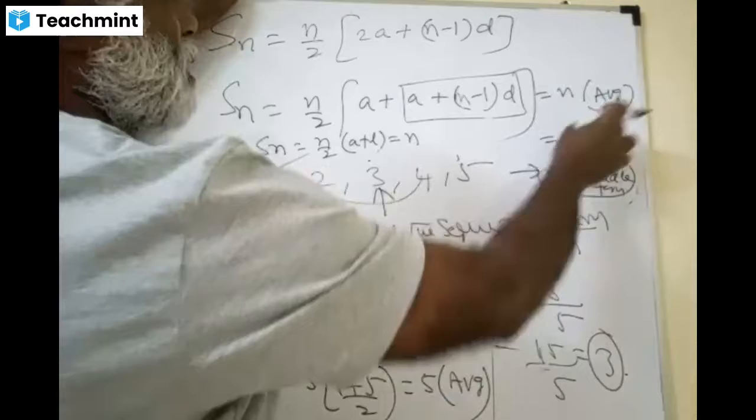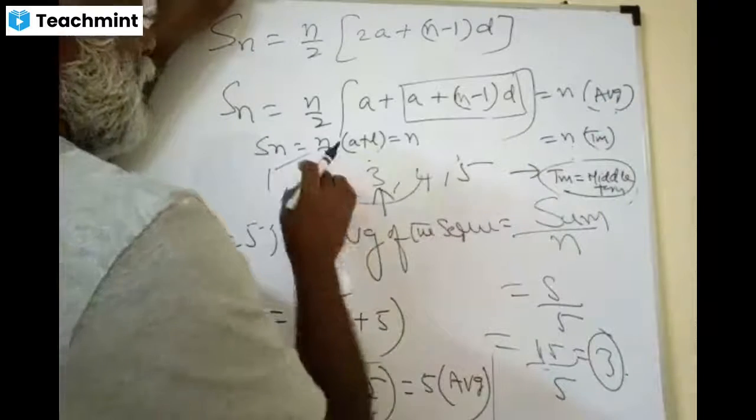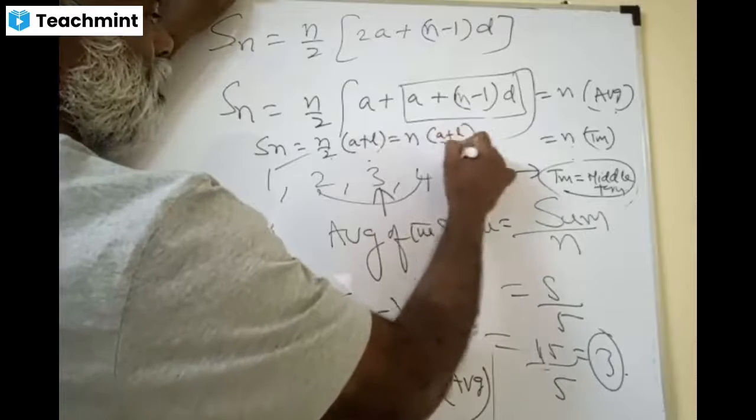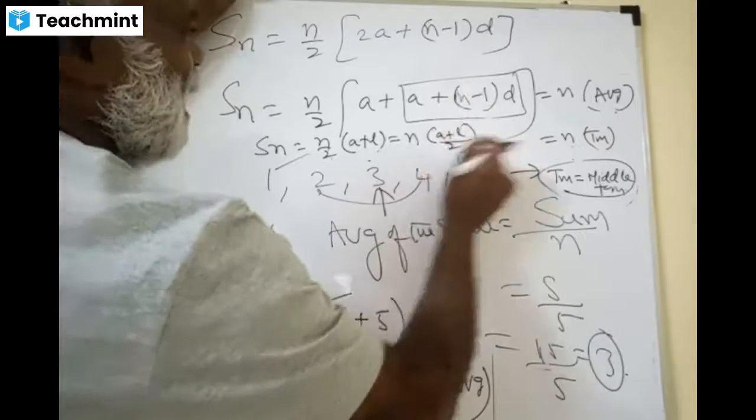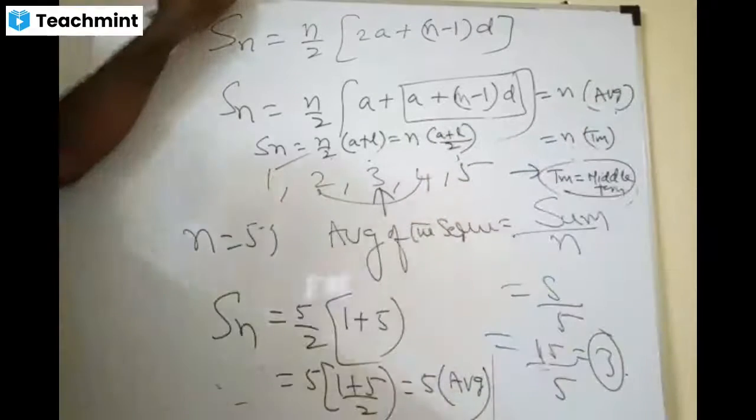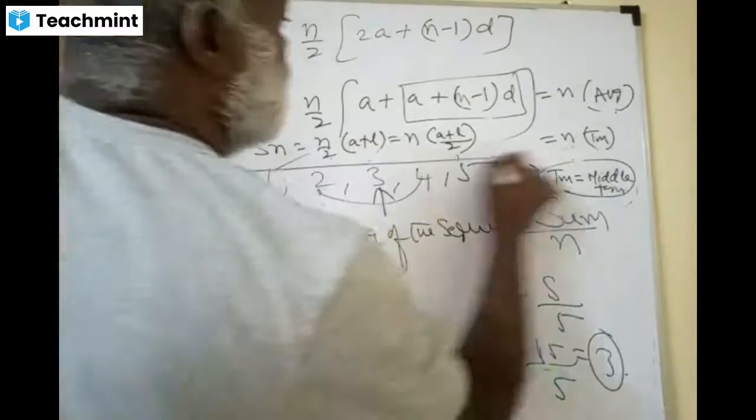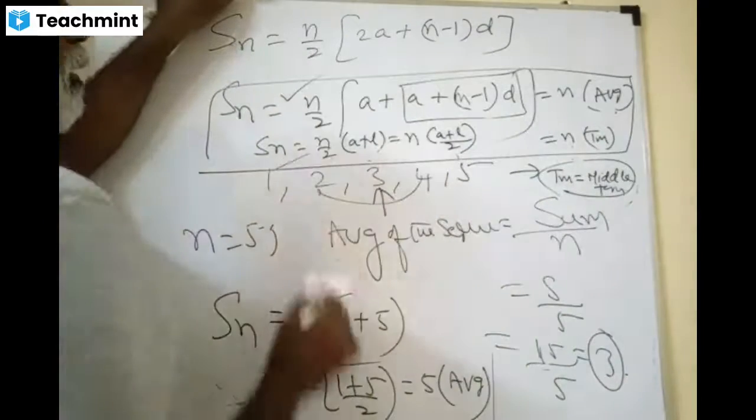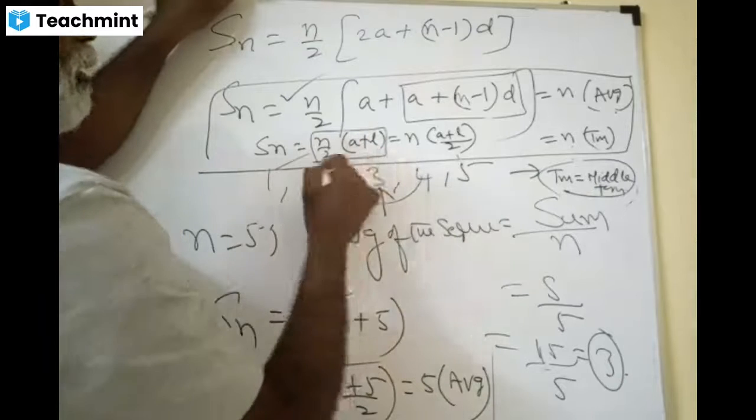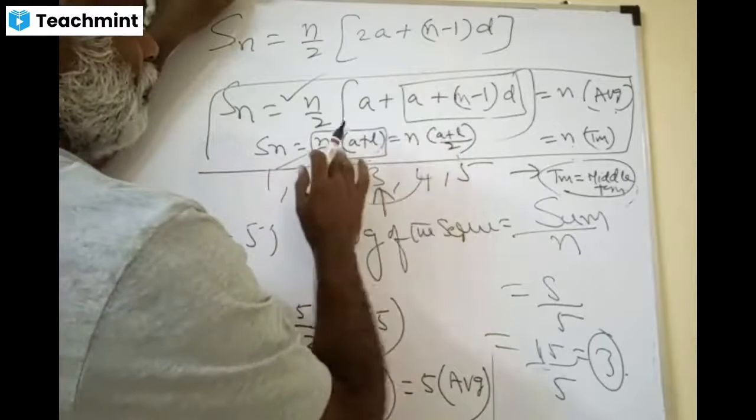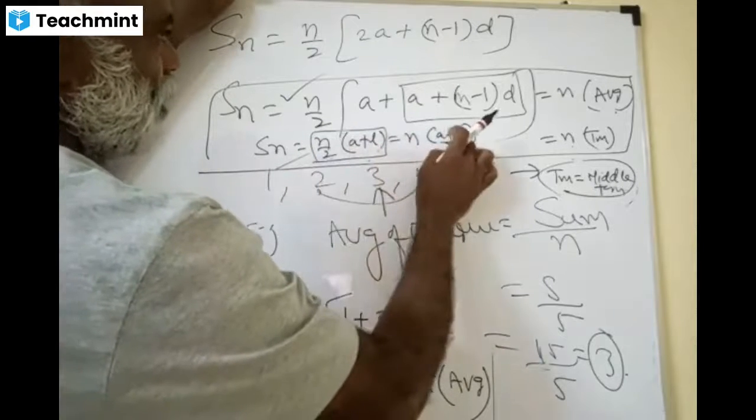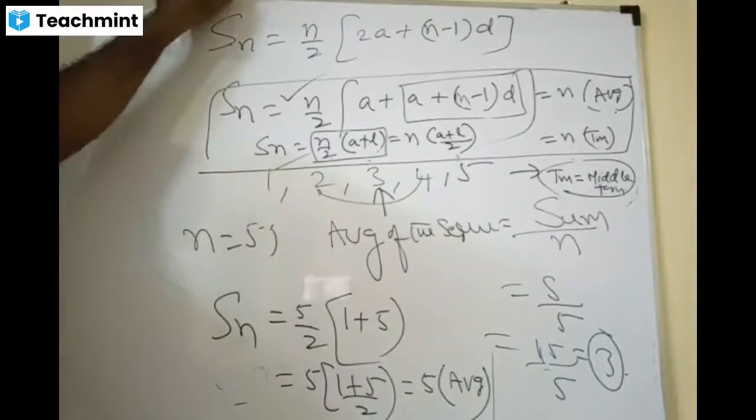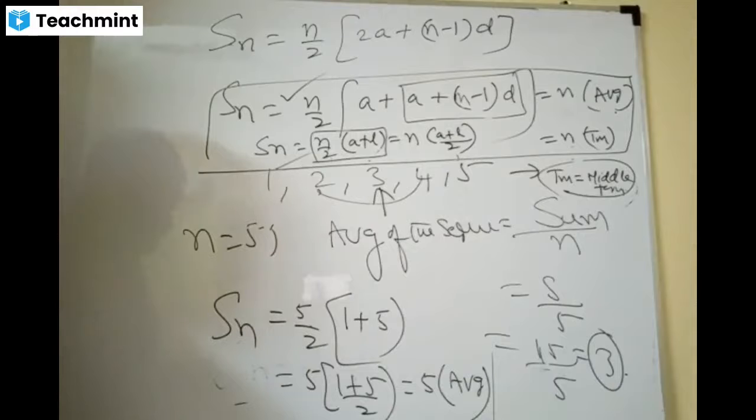N into average, n into middle term. So you can write n into (a plus l) by 2. This (a plus l) by 2 can be called the average or middle term, or you can call it by anything, like Sn. These are the various formulas. This (a plus l) by 2 can be written as either the middle term or you can take it as average. That's a brilliant one, really.